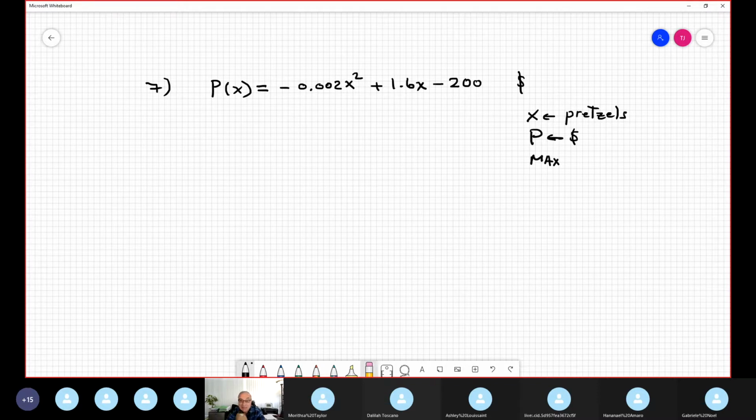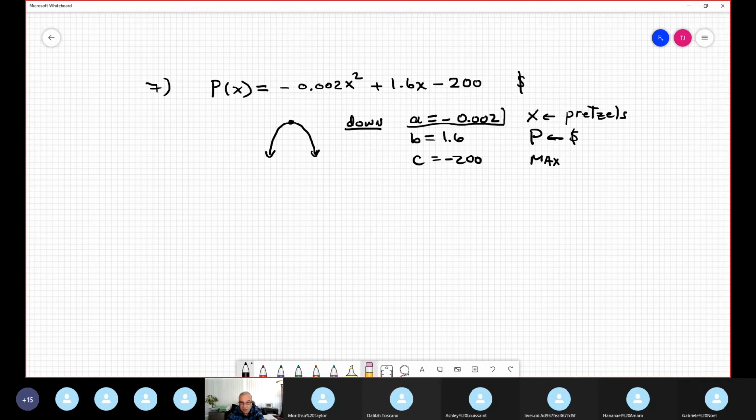It's obvious that this is a parabola, a quadratic function. This parabola opens up or down. Yes or no? How do you know if it opens up or down? What is the clue that gives me information about that? It opens down because a is negative. a is negative 0.002, b is 1.6, and c is negative 200. Now, the direction in which the parabola opens is given by a.